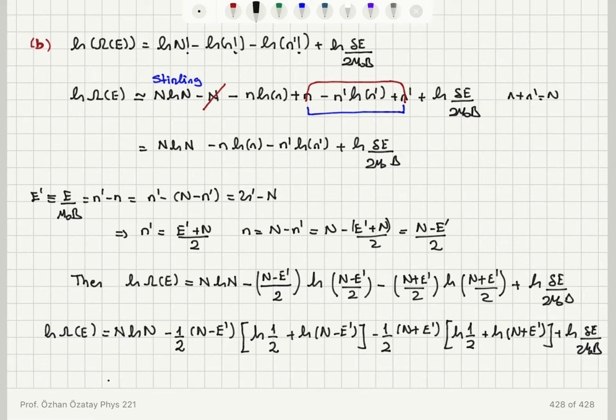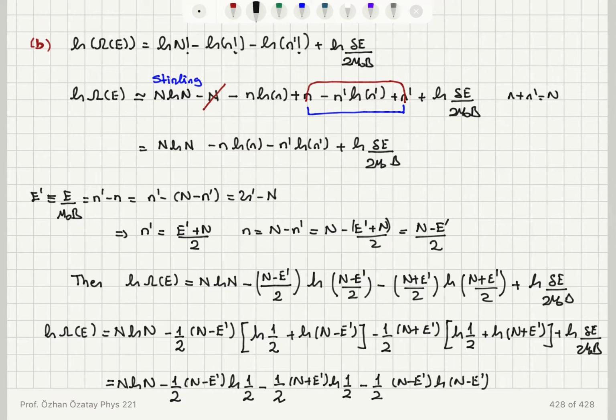So this becomes capital N ln capital N minus 1 over 2 n minus e prime times ln 1 over 2 minus 1 over 2 n plus e prime ln 1 over 2, and then we have minus 1 over 2 n minus e prime ln n minus e prime, and minus 1 over 2 n plus e prime ln n plus e prime, and then we have the last term ln delta e divided by 2 mu 0 b.